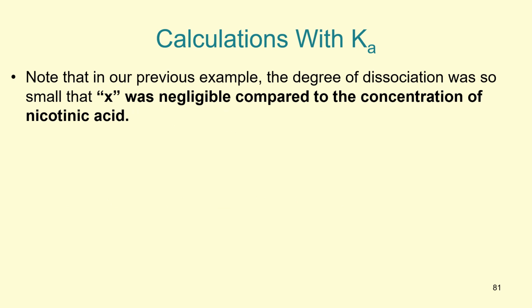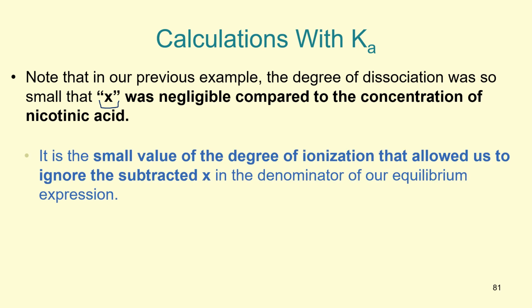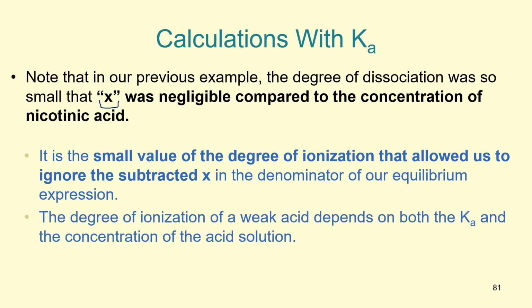And again, I just want to point out to you that X was negligible compared to the concentration of nicotinic acid. Another way to think of it was the degree of dissociation was under 5%. The fact that that was so small, we could ignore it when subtracting. That's going to be a key to making our life easier, because we won't have to use the quadratic equation very much. So degree of ionization depends both on Ka and the concentration of the acid.